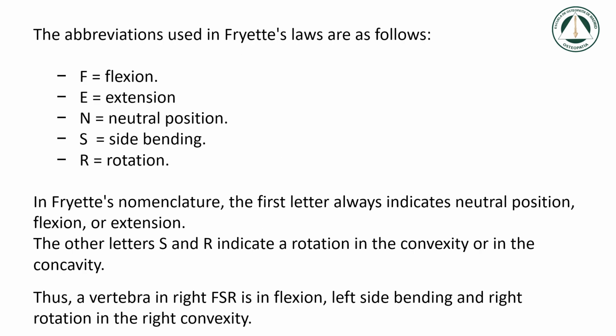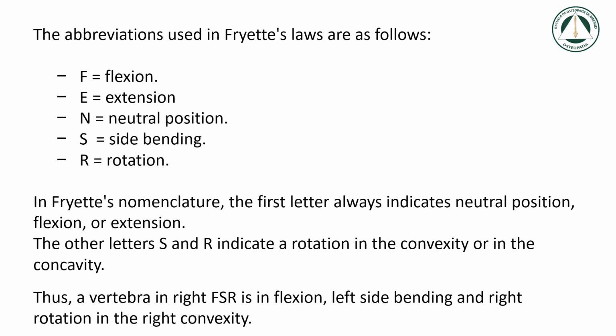The abbreviations used in FRYETTE'S laws are as follows. F stands for flexion. E means extension. N stands for neutral position. S, which is side bending, is used to indicate the side bending of the vertebra. R is used to indicate rotation.